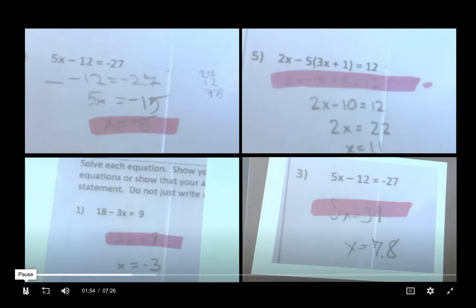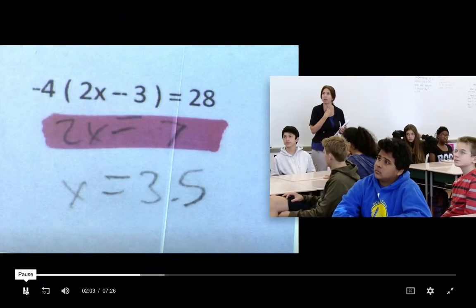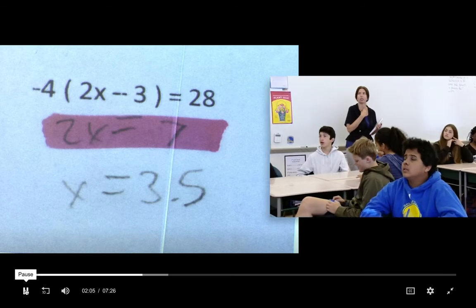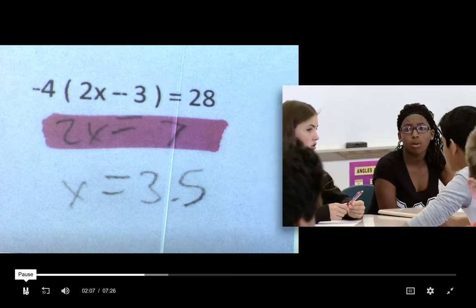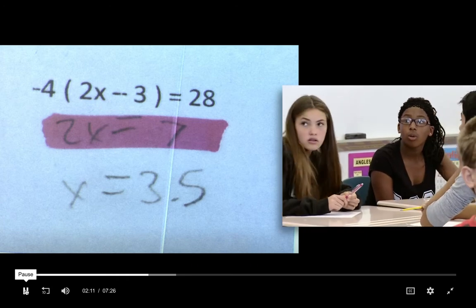I want to show you, before we get your test back, some of my favorite mistakes that came up a couple times. They could be from any of my classes. -4 times 2x minus 3 equals 28. I highlighted that 2x equals 7. Tell your group what is wrong with this. I am highlighting where their mistake is, but I'm not mentioning specifically what that mistake is.